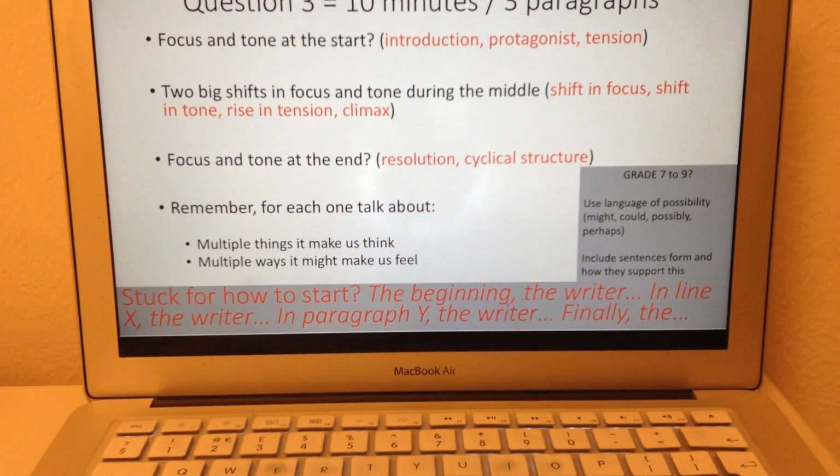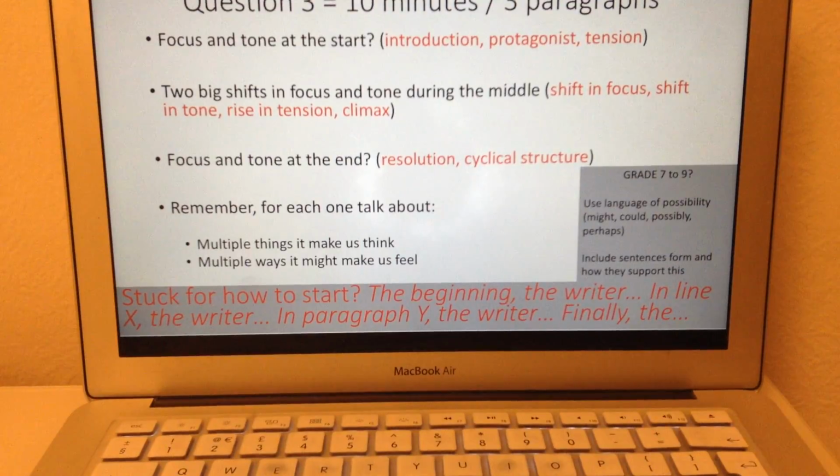A good thing to think here when you're annotating is, what is the focus at the start of the text, and what is the tone? This might include such things as the introduction of a character. They might be the protagonist, the main character. There might be some tension because they've got a problem to solve. You then need to find a couple of big shifts in focus and tone during the middle of the text. The structural features here are shift in focus, shift in tone. It might get darker, it might get more comical, it might get more tense. There could be a rise in tension, and somewhere in there there's probably a climax, the bit that the whole story has been working towards, a confrontation of some couple of things.